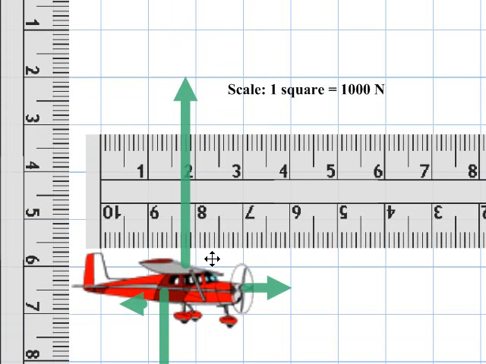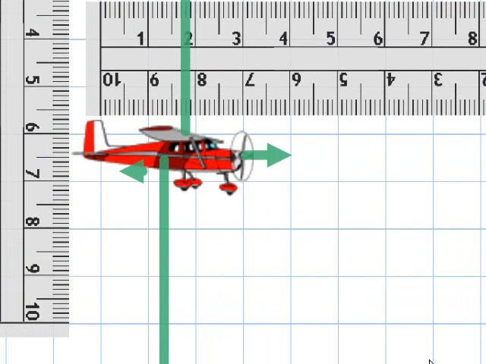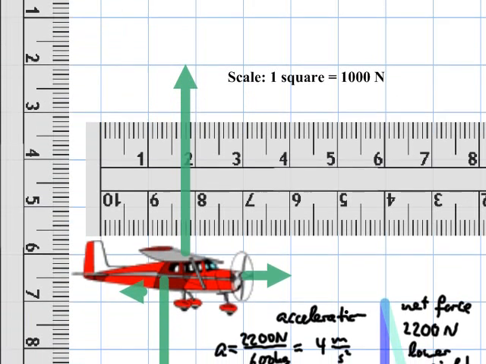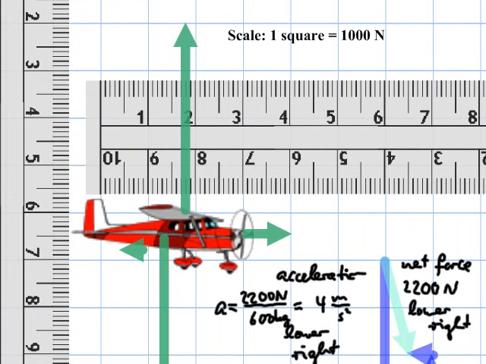Same scale on this one. So this vector up is 4,000 newtons. Vector to the right, 1,000 newtons. Vector to the left, 500 newtons. And this vector down, 6,000 newtons. And that was also what I used in my example.